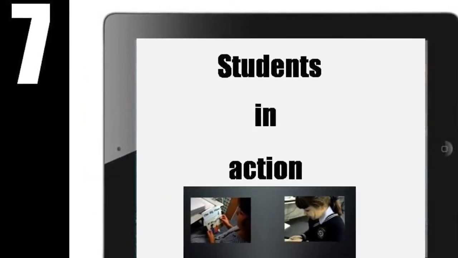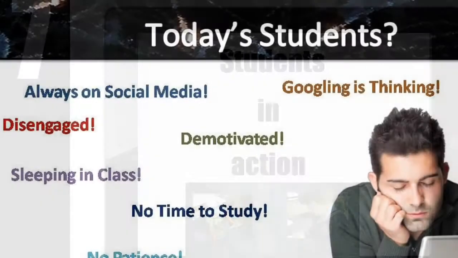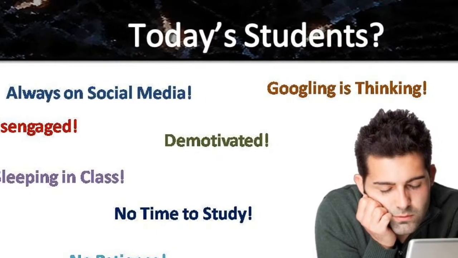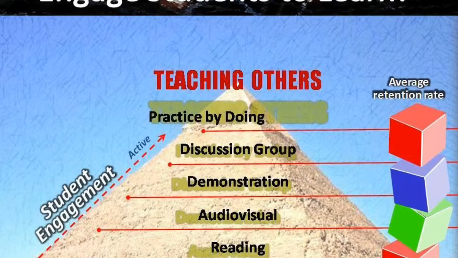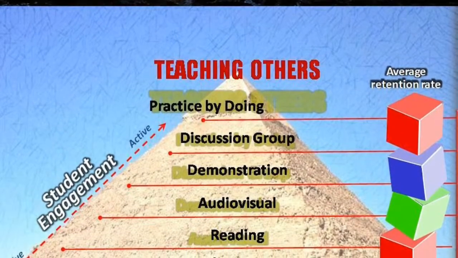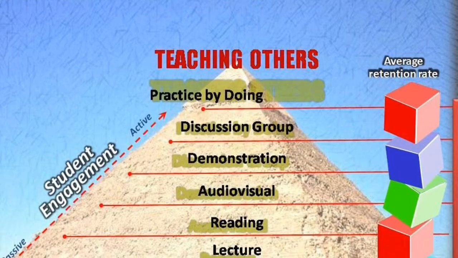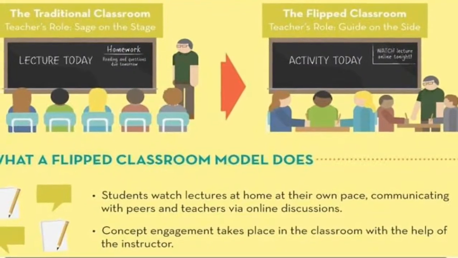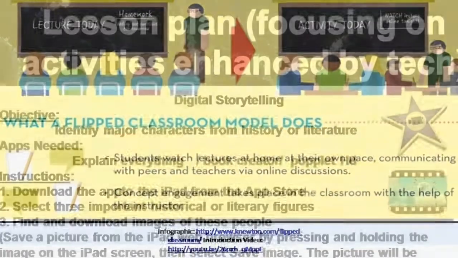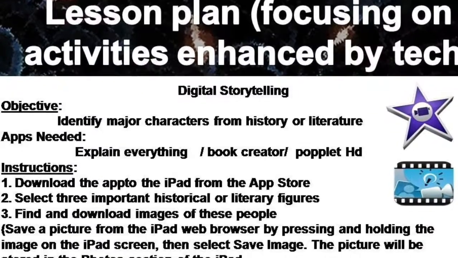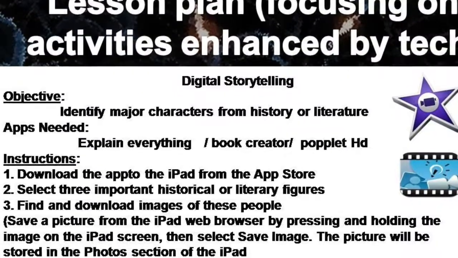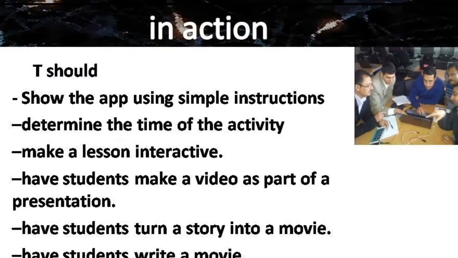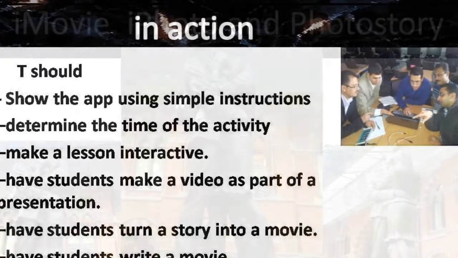Students in action: how can we get our students active? Students today are lazy, sleeping in class. How do we motivate them? If we look at this pyramid, we can see that the teacher's role changes to activate them, to have them practice by doing. In the traditional classroom, they sleep in class, but activity today is different. We can have a lesson plan for teachers, with an objective to use a certain app and certain steps. The teacher should also give simple instructions to his students.